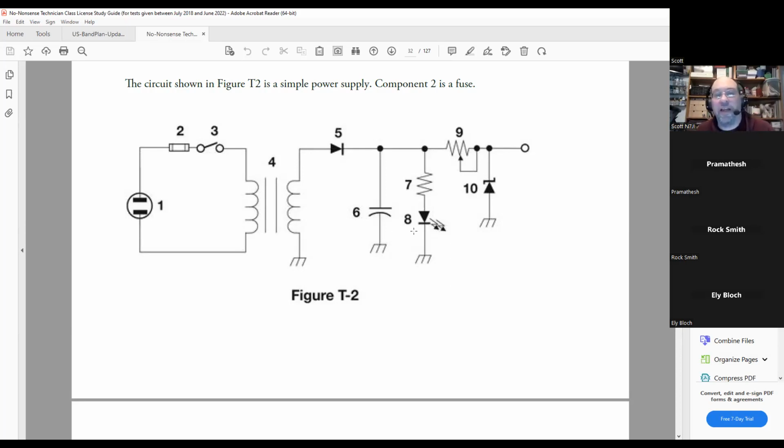And the other one that'll show up again, item number 8. That's a rectifier. LED. That's a diode. That's a light emitting diode. Notice the arrows coming off of it. And number 9, it's a resistor, but it's adjustable, which makes it a variable resistor or a potentiometer or a pot.